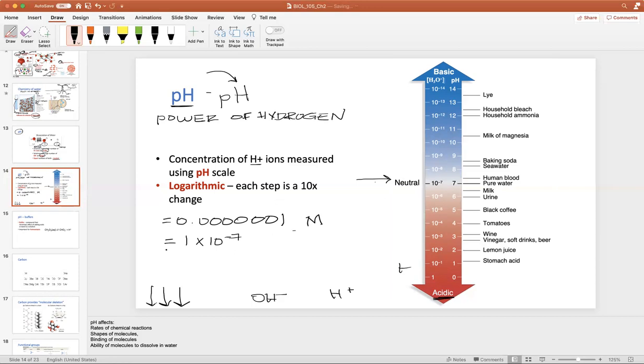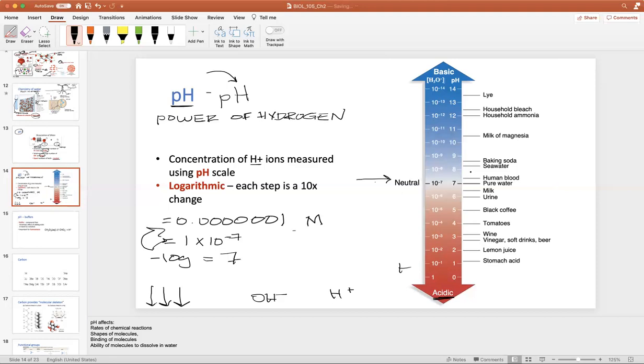But that's just a crazy thing to write. So to make this scale a little easier to interpret, we do something called the logarithm. We actually take the negative logarithm. So the negative log of that right there is 7. So that's how you get a pH of 7 for something that is neutral, okay?